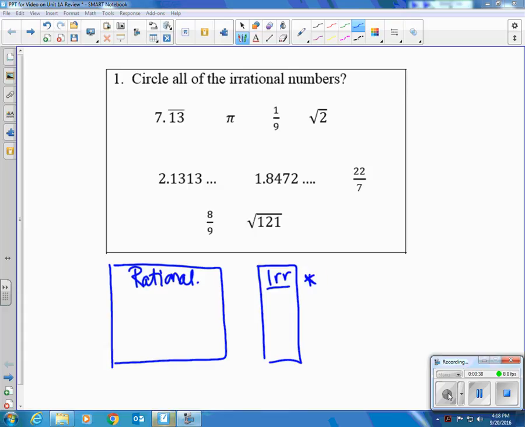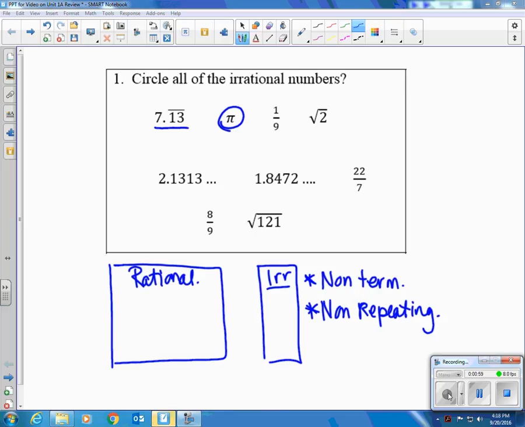Irrational numbers are non-terminating, they don't end, and also they are non-repeating. They also have to not repeat. So if they do repeat, they wind up being a rational number. So we're looking for non-terminating and non-repeating. This one is a repeating decimal here, so that one does not count.